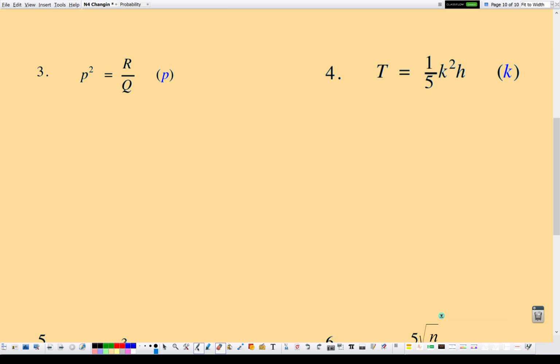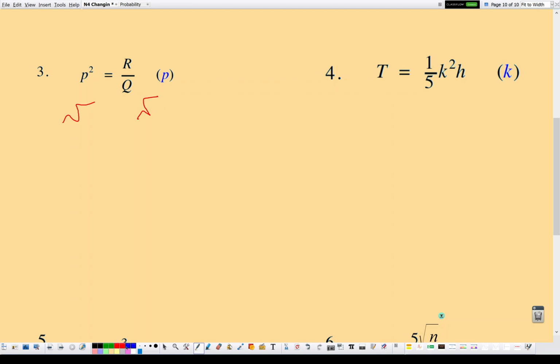So the first one, for question 3, is p squared equals r over q, and we are trying to make p the subject. Now there is no need to switch this because our new subject is already on the left. The only thing we have to do here is undo the squared. Now the opposite of squaring something is to take the square root of both sides. So we are going to have to take the square root of both sides.